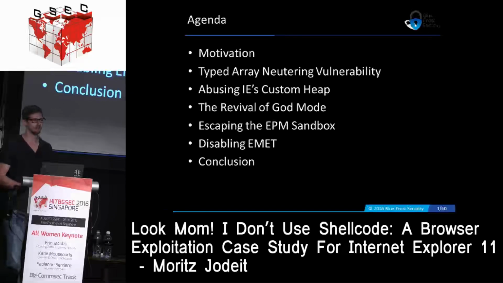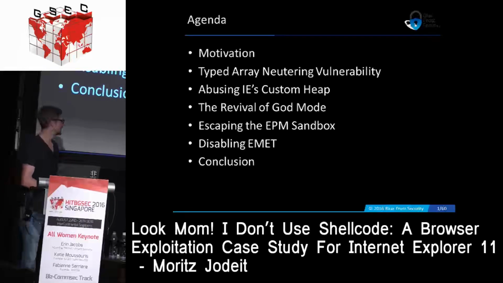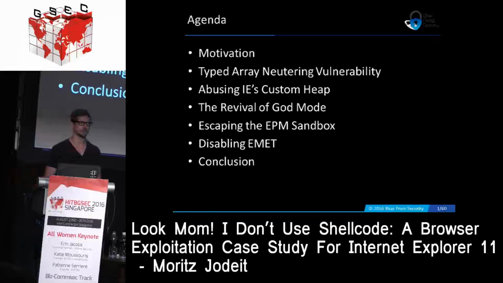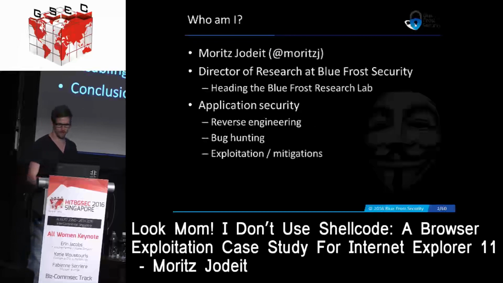I'll talk about IE's custom heap and how we used that in order to turn the bug into a read-write primitive. I'll talk about God mode, which is a previously known technique that can be used to get code execution without using shellcode, and how we managed to re-enable and reuse that in the latest version of Internet Explorer. I'll talk about how we managed to escape the enhanced protected mode sandbox. And finally, I'll talk about the generic technique which allowed us to make our exploit work under EMET.